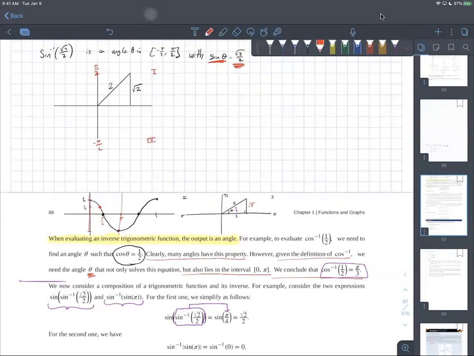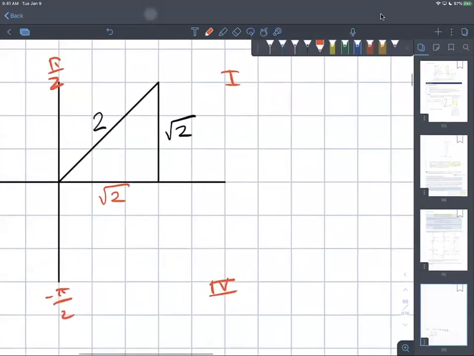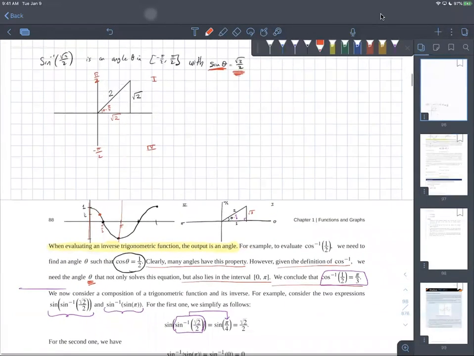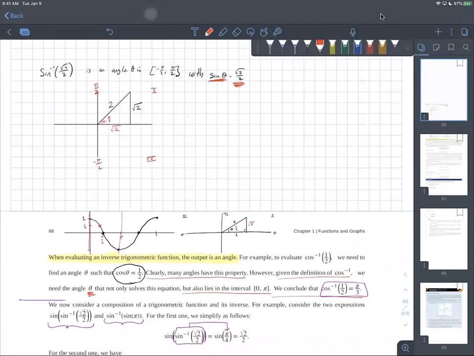If we use the Pythagorean theorem, we will see that the remaining side has to be of length square root of 2. And then it turns out that this is a special right triangle. The angle here, theta, is equal to pi over 4. So that's what they were saying in that solution there. The sine of the sine inverse of the square root of 2 over 2, well, the sine inverse inside here becomes just pi over 4.